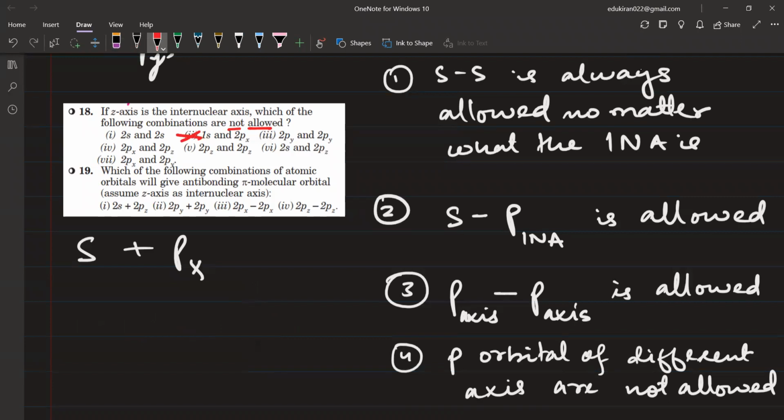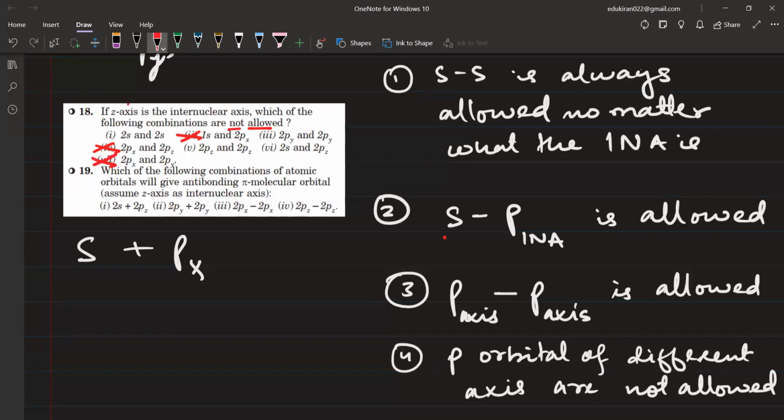1s and 2px will not be allowed because only s and p along the internuclear axis are allowed. 1s and 2py will not be allowed. 1s and 2pz, the p along the axis, is allowed. 2s and 2pz will be allowed because it is having s and the p of the internuclear axis. This is also allowed. 2px and 2py will not be allowed. So these three will not be allowed.